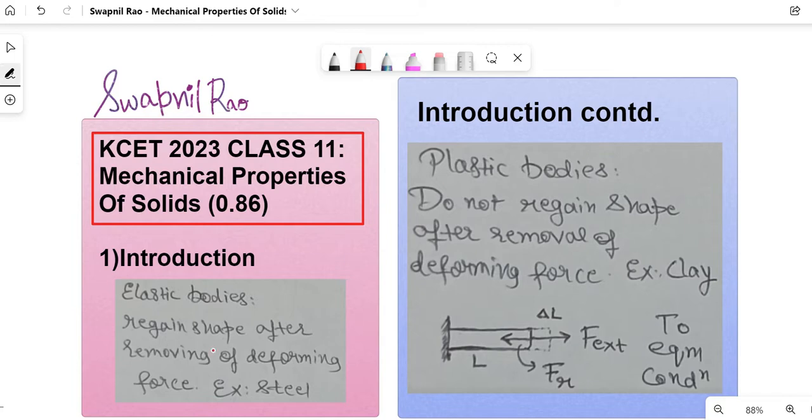The same way plastic bodies. So yeah, I'll be using a highlighter. They do not regain shape after removal of deforming force. So yeah, this should have been removal. Please do spare me. It should have been removal of deforming force.